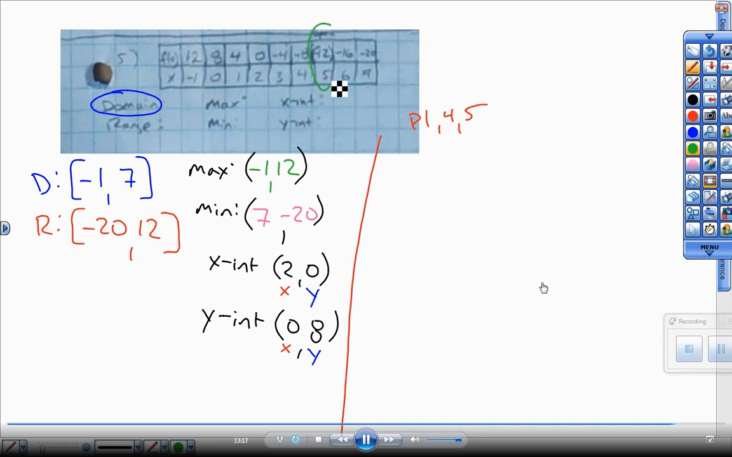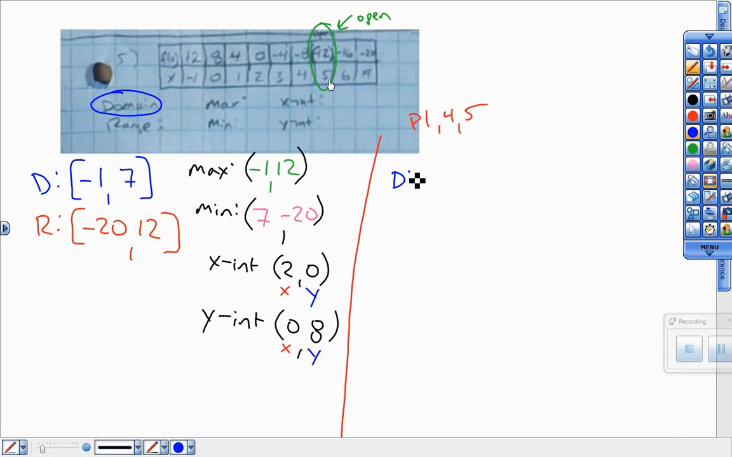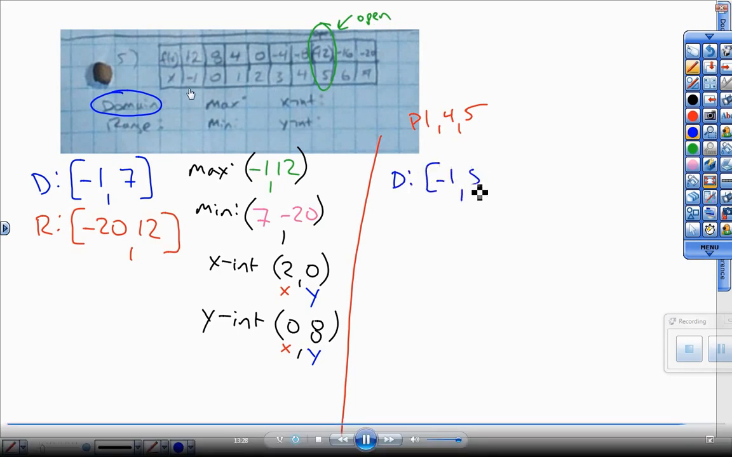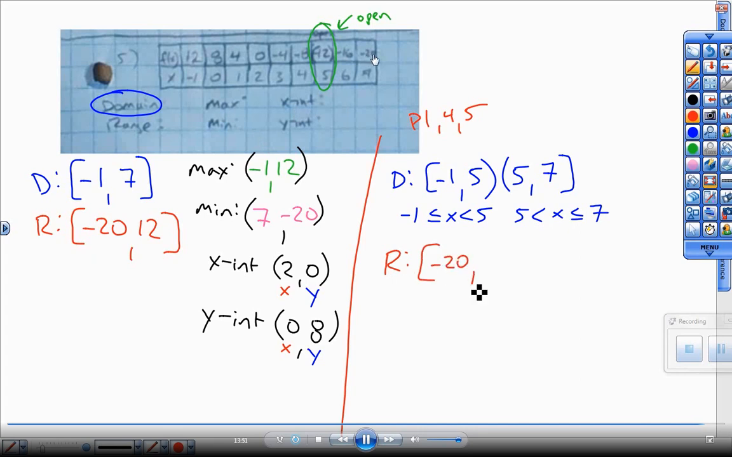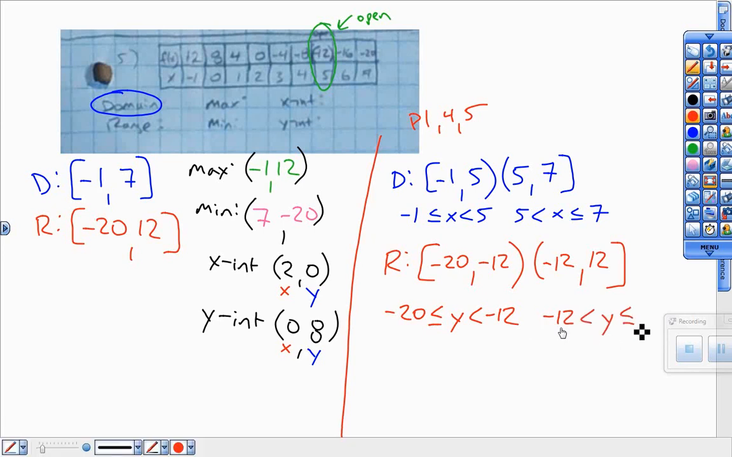So my first domain at that split would be from this negative 1 to 5. So my domain for Math 1 Honors with this split is from negative 1 to the open section, round, on 5, and from 5 to square 7. Write that in set notation: negative 1 less than or equal to x less than 5, 5 less than x less than or equal to 7. My range has that same split, from the lowest negative 20 square to negative 12 rounded, and from negative 12 rounded to positive 12 square. And that in set notation: negative 20 less than or equal to y less than negative 12, negative 12 less than y less than or equal to positive 12.